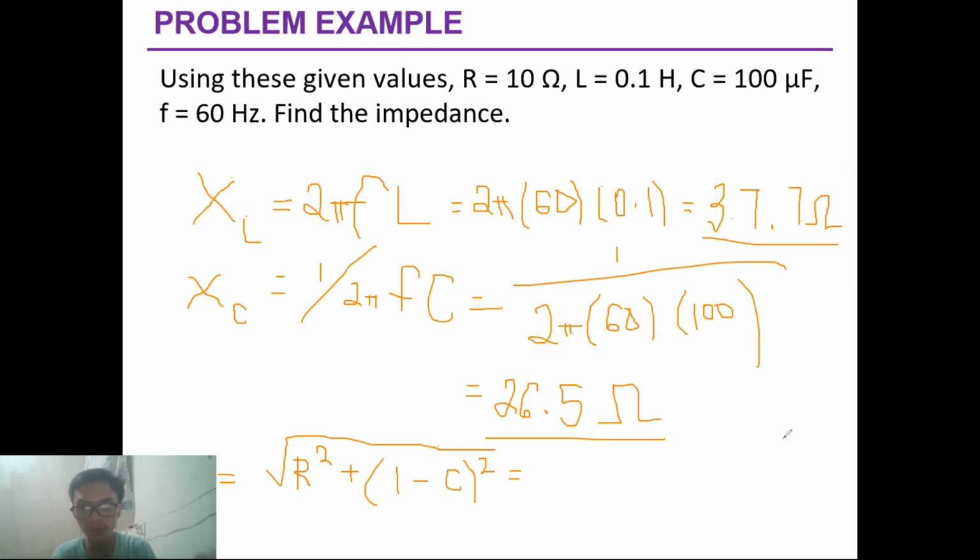So let's substitute now the values. We have the resistance 10 squared plus 37.7 minus 26.5, this is squared.